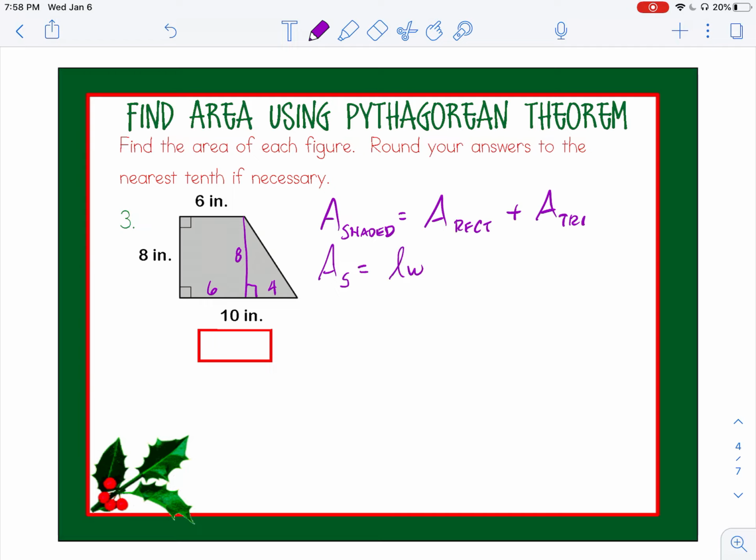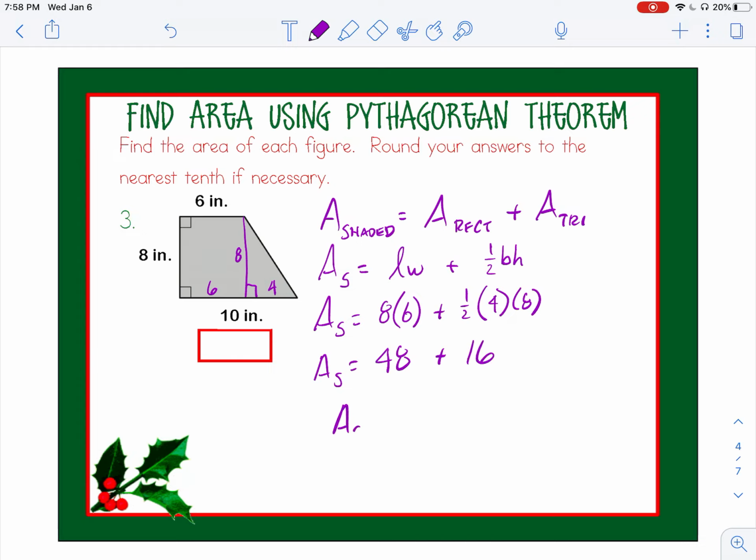Rectangle, of course, is length times width. Triangle is 1/2 base times height. Length and width of the rectangle, pretty easy. And the base and height of any shape are always perpendicular. So for the triangle, that would be 4 and 8. 8 times 6, of course, is 48. 1/2 times 4 times 8 is 16. And so your final area would be 64, what are we in, inches, so square inches.